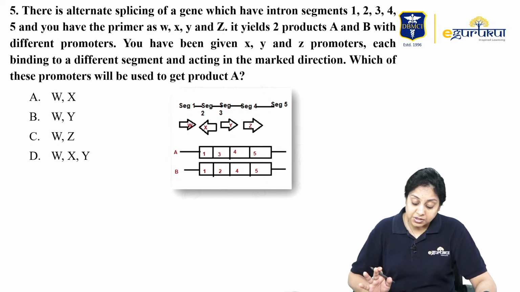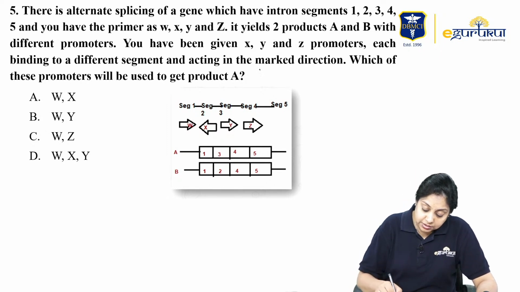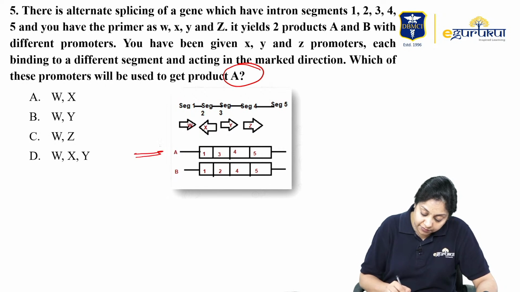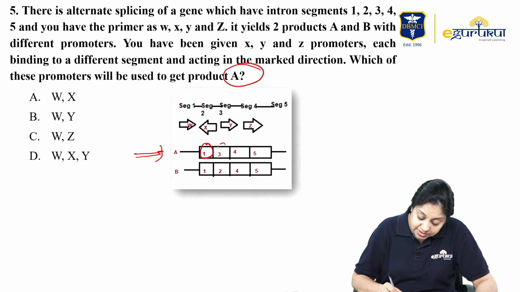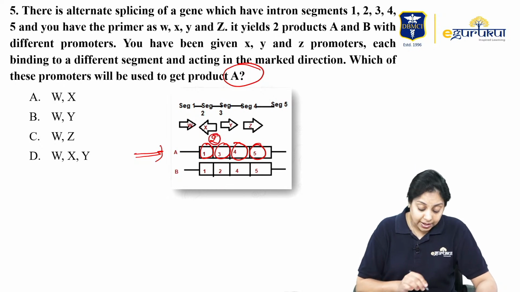And you have the primers W, X, Y, Z which yield 2 products, and we are interested in getting the product A. What is the best thing about the product A? What we know is it has 1, it has 3, it has 4, it has 5. What does it not have? It does not have 2, right? And these are our choices.